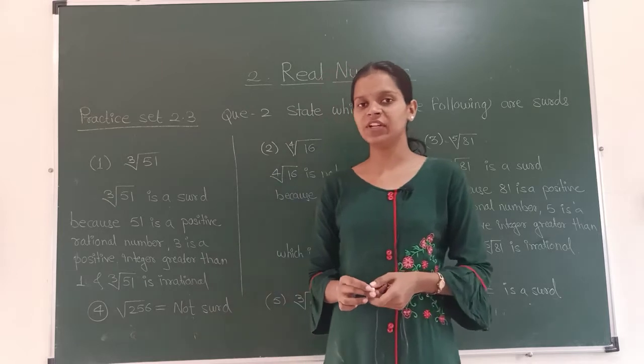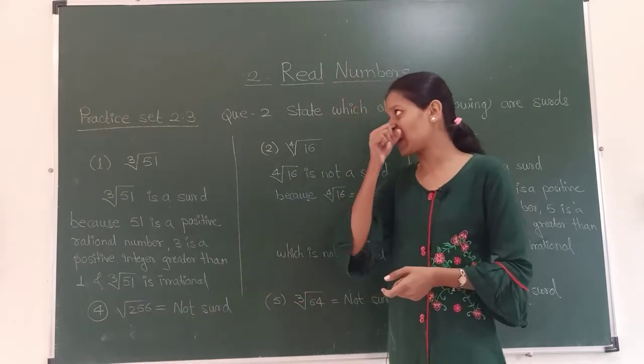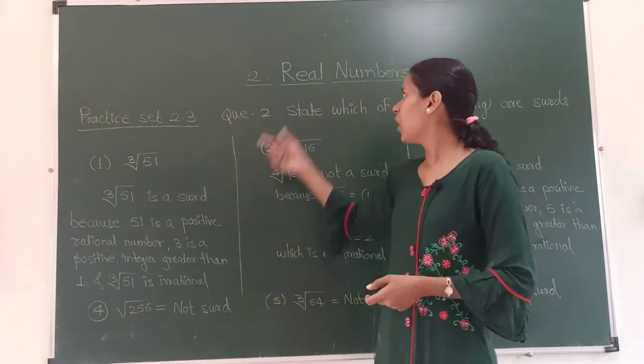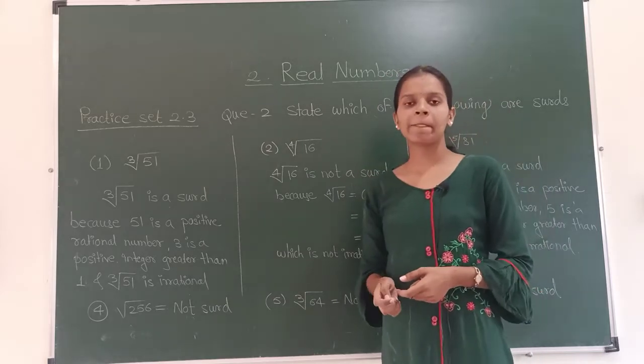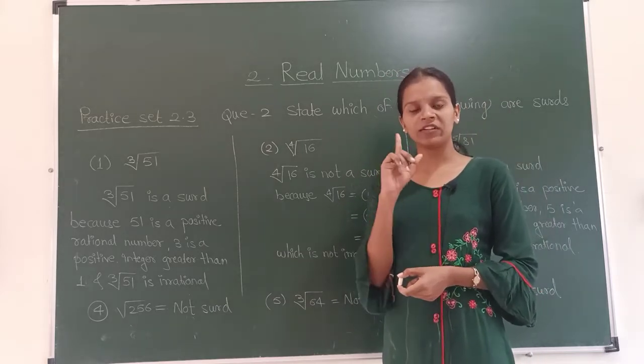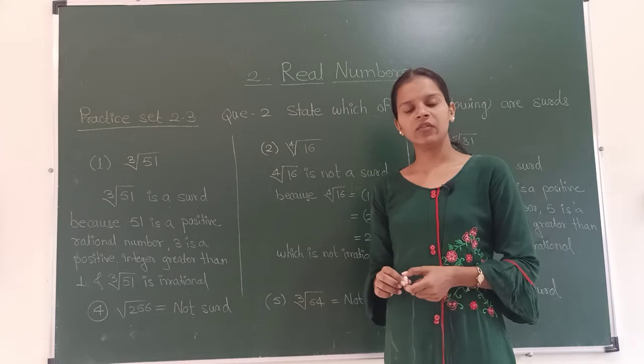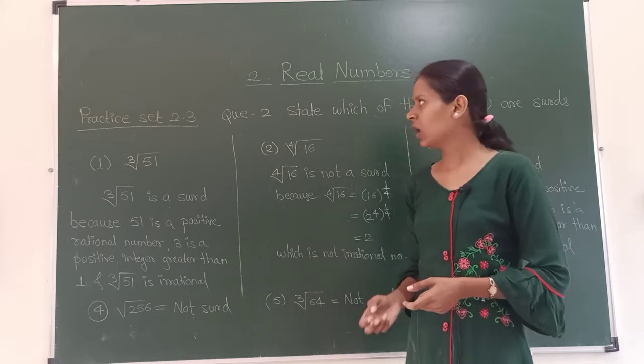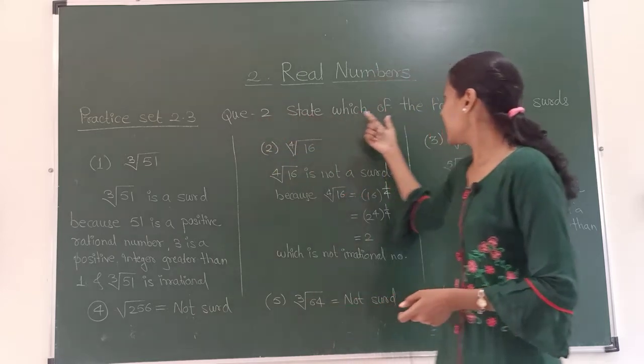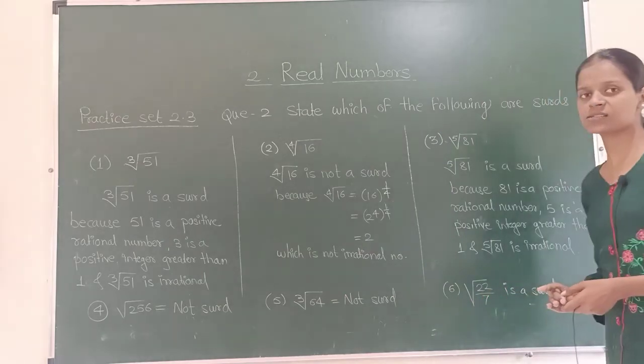See, in the previous video we started solving practice set 2.3 of the chapter Real Numbers. In that video we solved question number 1. Now we will start with question number 2. What is question 2? State which of the following are surds.